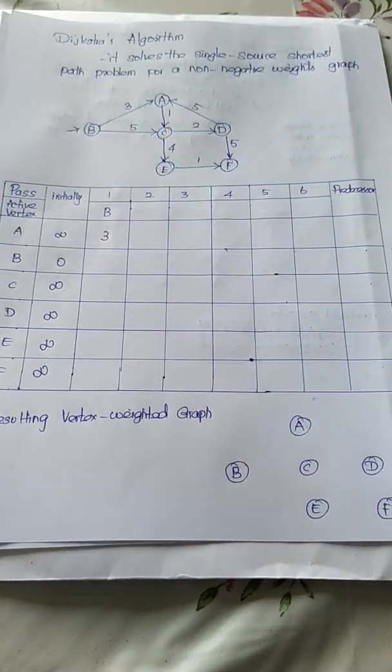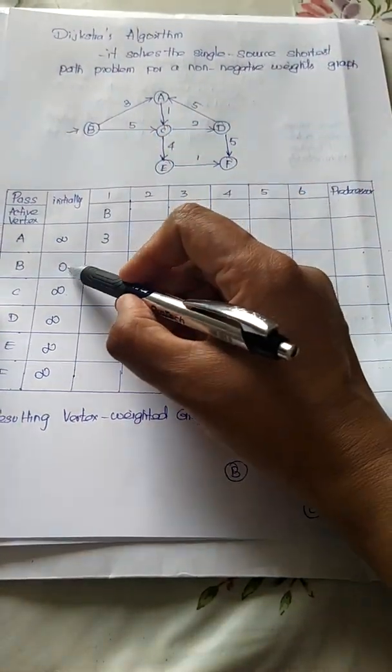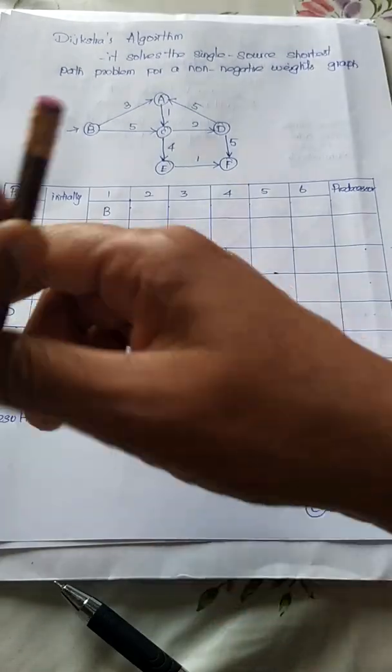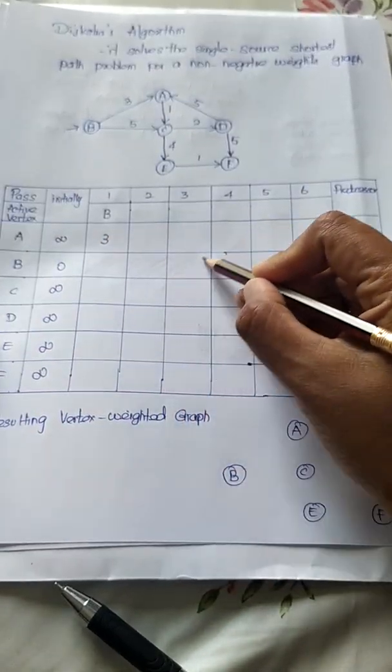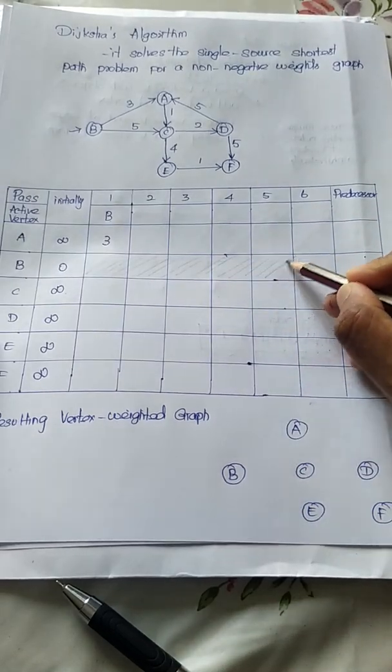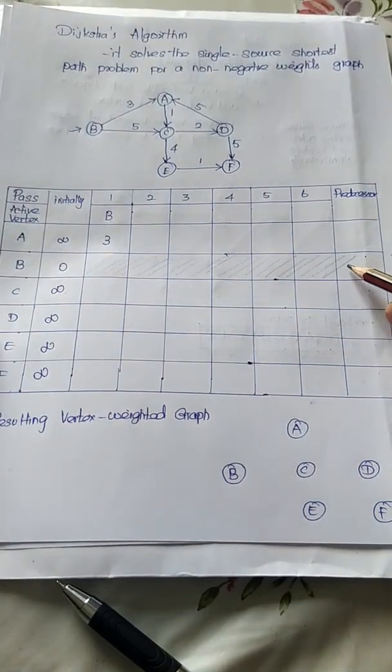B to B, of course, by the way, we already finalized this one. So you are not going to do anything. So let's shade it, saying that this vertex B is already finalized.